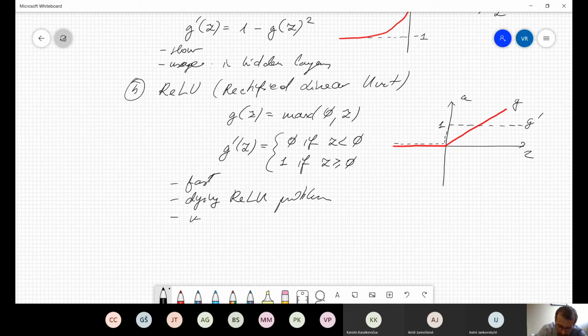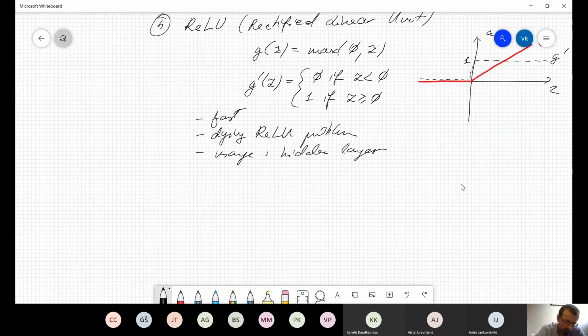Okay, so the usage: hidden layer. Basically, to solve this dying ReLU problem, the dying neurons problem, researchers have discovered a solution, the so-called leaky ReLU.